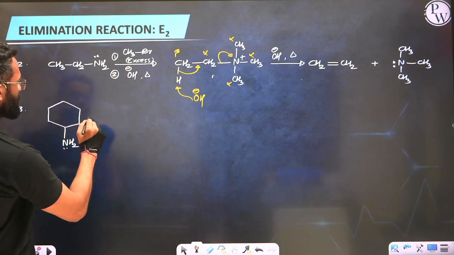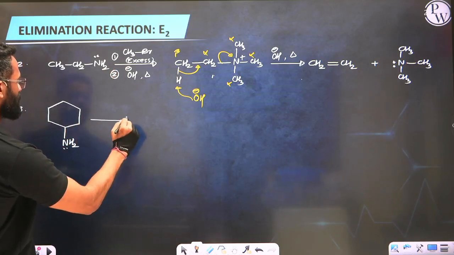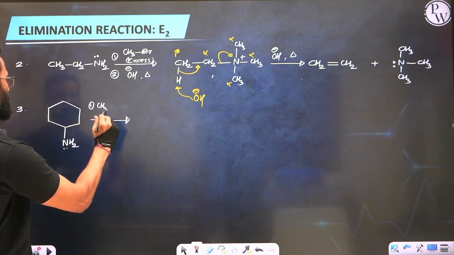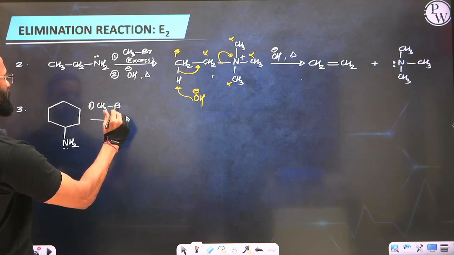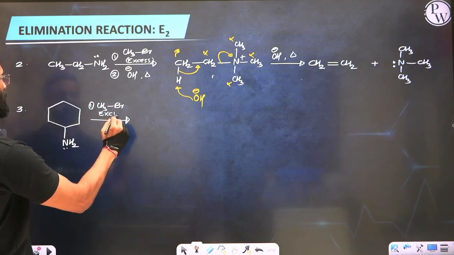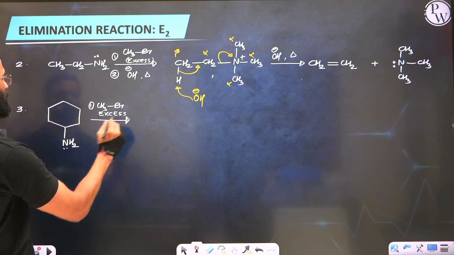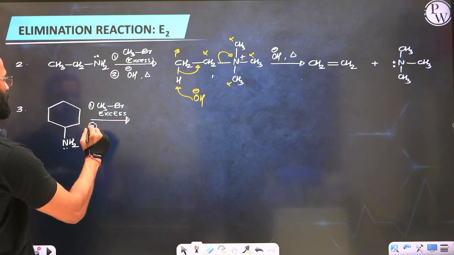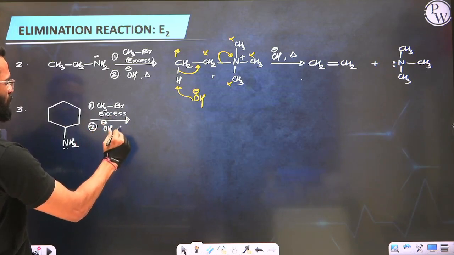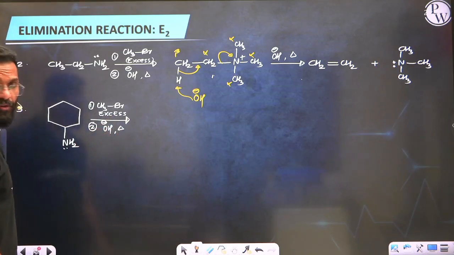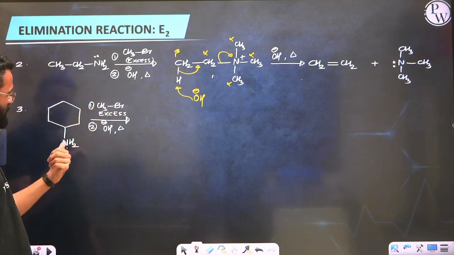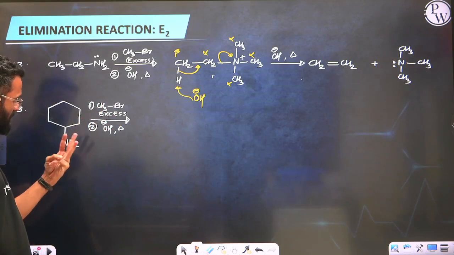Again, the condition given here is methyl bromide in excess and moist Hg2O or HgOH and heat, or OH minus and heat. So first thing what you'll do, since it's a primary amine, with excess of methyl bromide, how many methyl will be introduced here? 2 hydrogens plus 1 lone pair, that is 3.